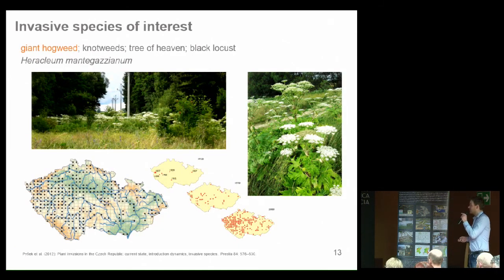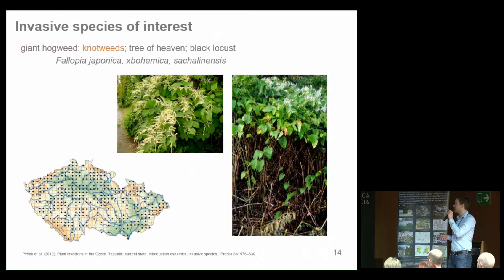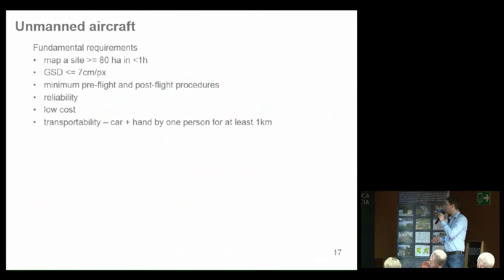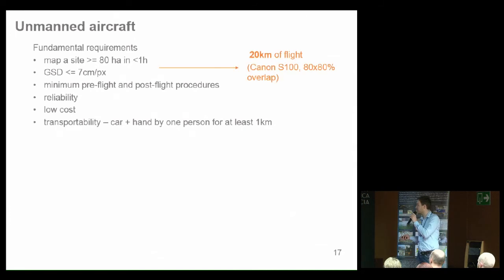These are the things we are dealing with: giant knotweeds, tree of heaven and black locust. As you can see, most of them are heavily established in the Czech Republic. From that we formulated some requirements for our UAVs. Basically, it has to be as simple as possible because we need to do many flights per day. It's like six flights, and each flight needs to cover 80, 100 hectares or so.